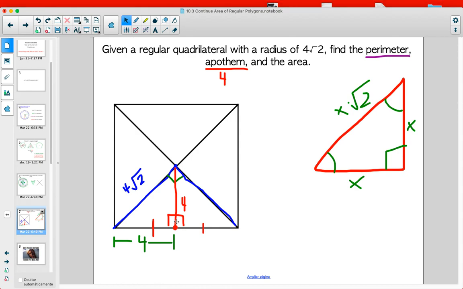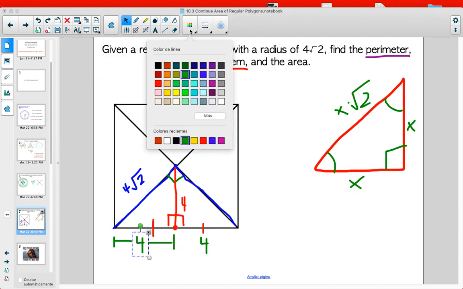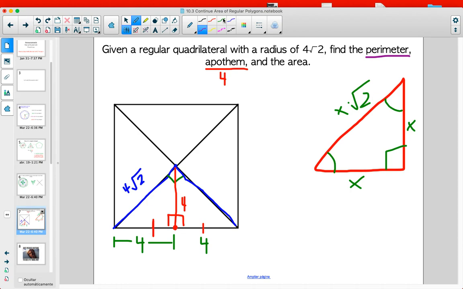We talked about it earlier that because this point is the midpoint, we know that the distance from here to here is also 4. So we should have another 4. Okay, so now that's going to give us the length of one side of the square. The length of one side of the square, 4 plus 4, is 8. All right, because we know it's a regular quadrilateral, we can figure out the perimeter.